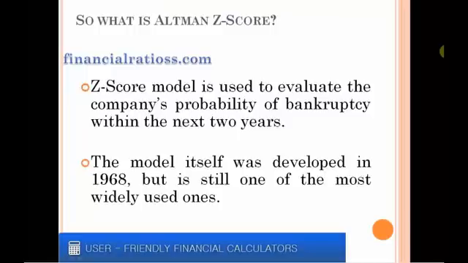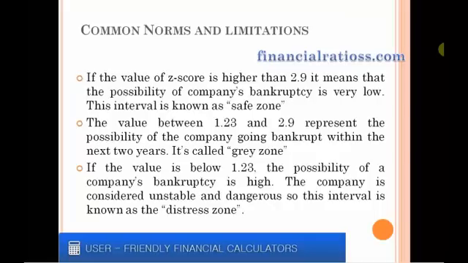Later, this model was adapted to calculate score for private companies by replacing market value of equity to the book value of equity. If the value of Z-score is higher than 2.9, it means that the possibility of company's bankruptcy is very low, so the company is considered safe. This interval is known as the safe zone.